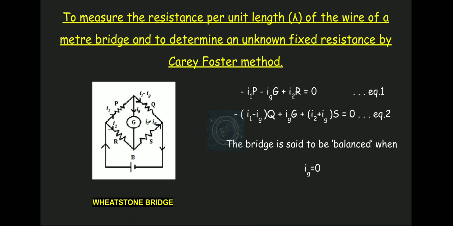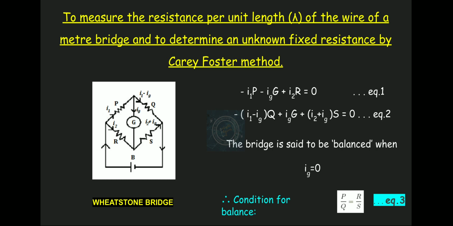So it's quite simple to see that the condition for balance will be, as you all already know, P by Q equal to R by S. You have seen this derivation in many different ways, a lot of times. So it's not really very important for me to spend too much time here. I just gave this as an introduction because this is what Carey-Foster bridge is based upon. So please remember Wheatstone bridge.